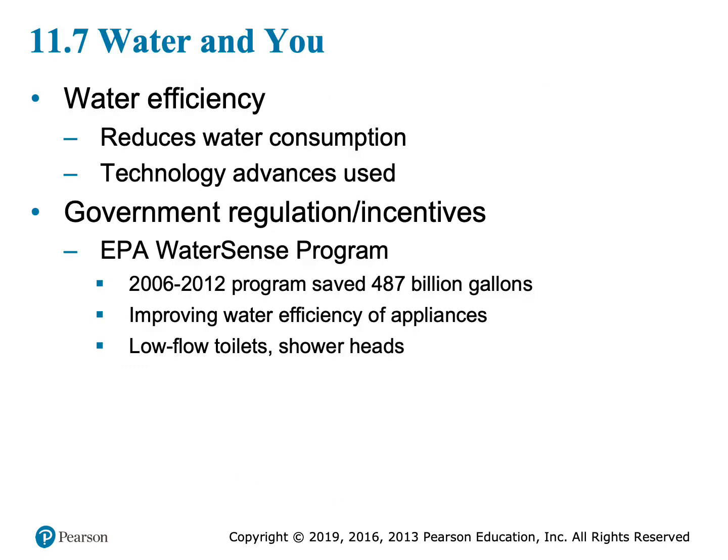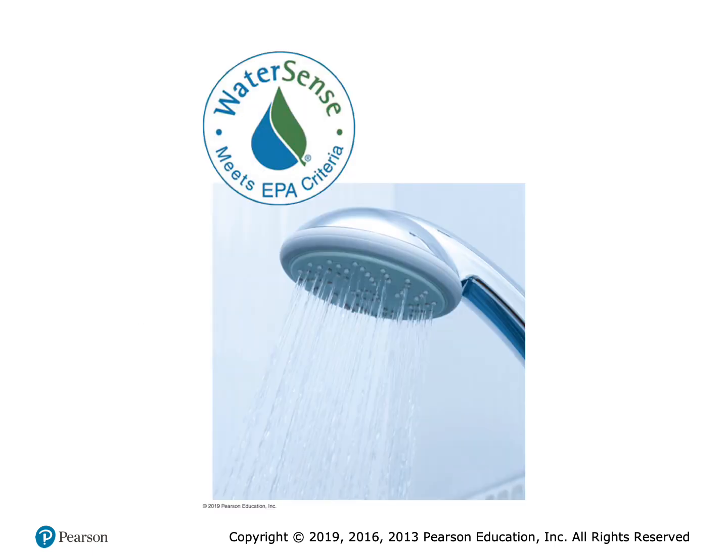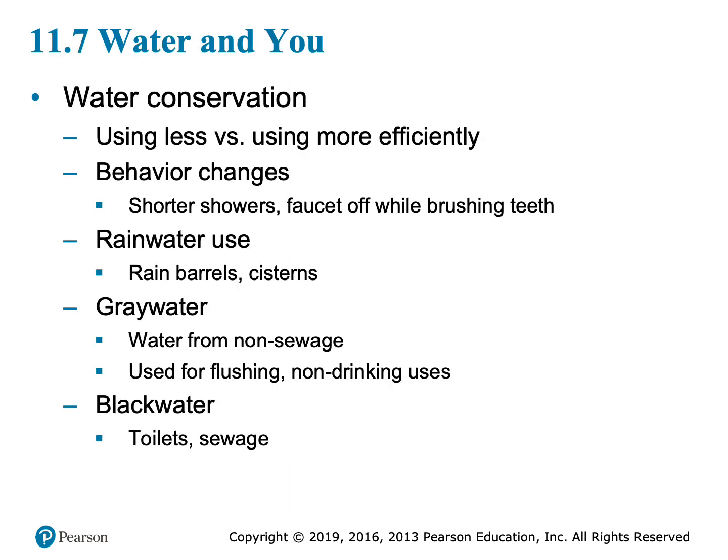Water efficiency, you can reduce your water consumption. There have been technology advances used. The government has offered incentives through their WaterSense program, which has helped improve water efficiency, providing low flow toilets and shower heads that also use less water. So this is a part of the EPA WaterSense program, creating shower heads that use a lower flow of water. So you can use less water, be more efficient, take shorter showers, turn the faucet off while you brush your teeth. You can use rain barrels or cisterns to collect rainwater.